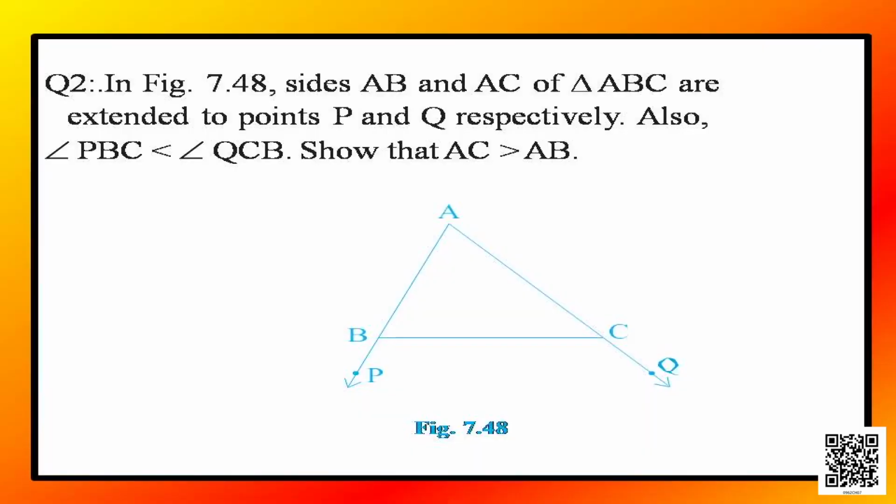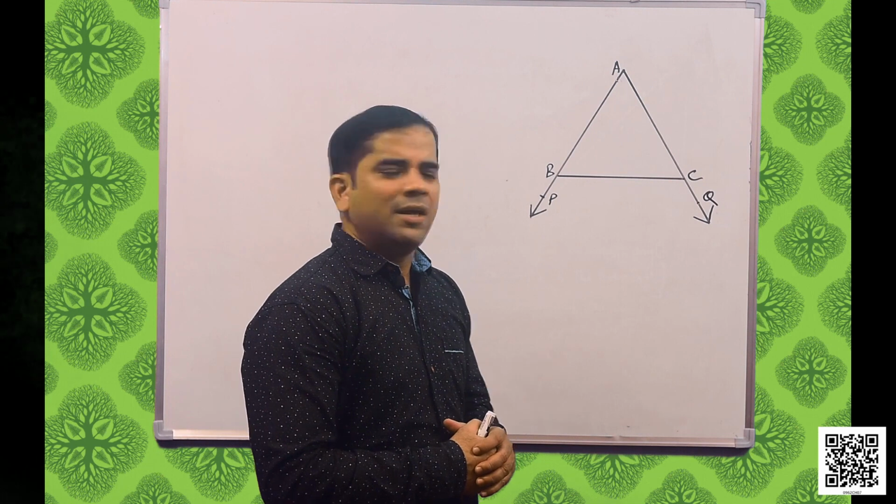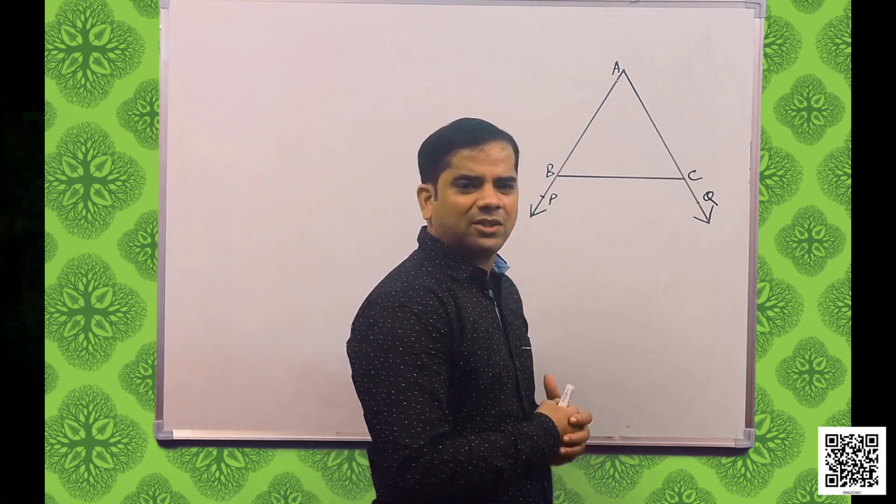Students, let us now discuss question number 2. It says, in the figure, sides AB and AC of triangle ABC are extended to points P and Q respectively. Also, angle PBC is less than angle QCB, so that AC is greater than AB. The diagram is given in your book. So, to go for the solution, let me draw the diagram first, then we will proceed. Okay. Students, I have drawn the diagram on the board. Just concentrate and let us discuss the solution.